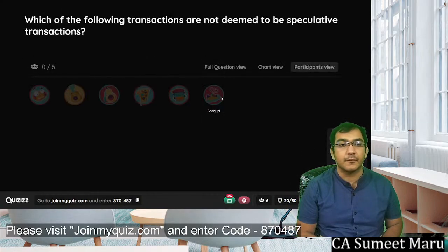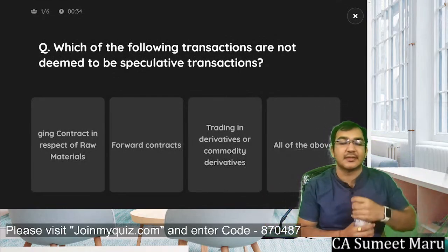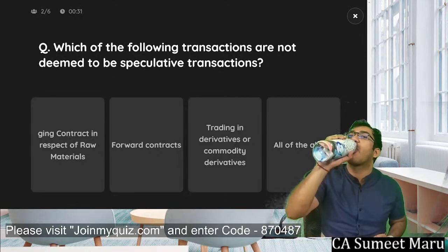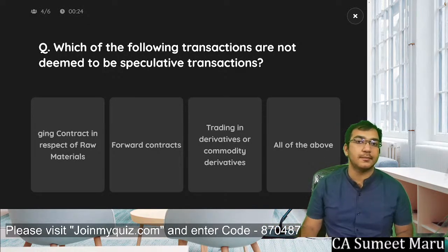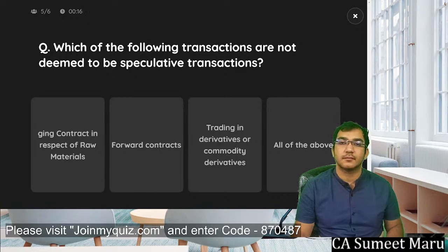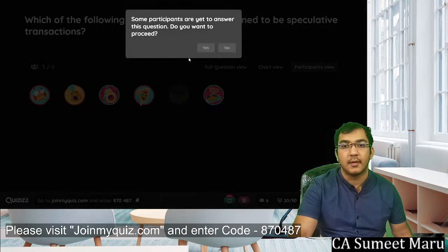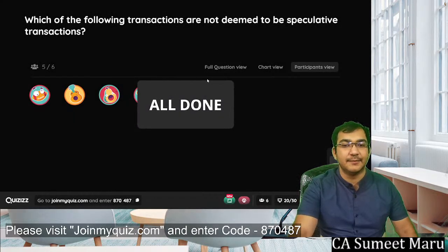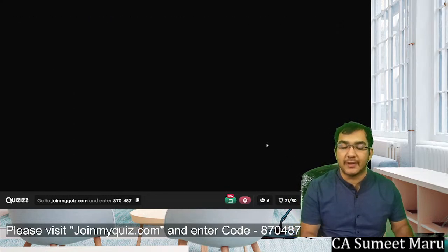Question number 20. Which of the following transactions are not deemed to be speculative transactions? So which of these is not a speculative transaction? If you remember those 4 exceptions. If you have studied well, all of the above. Very good. Next question, question number 21.